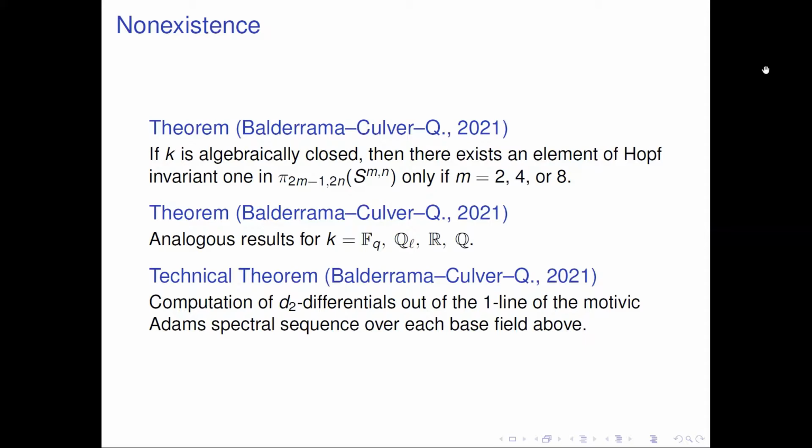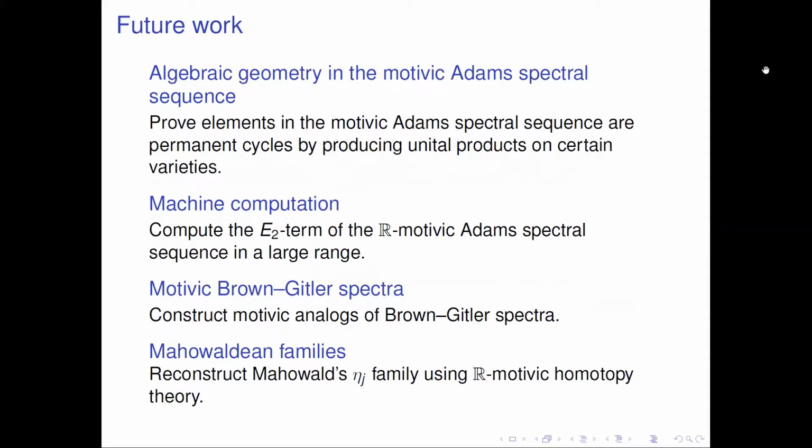Those computations suggest several future directions for this work. For instance, our connections between algebraic geometry and Adams differentials suggest that it might be possible to show that certain elements in the motivic Adams spectral sequence are permanent cycles by producing unital products on solvent varieties. Another direction, following Tangora's work in the 80s, is to try to use the motivic lambda algebra to compute the E2 term of the R-motivic Adams spectral sequence in a large range.